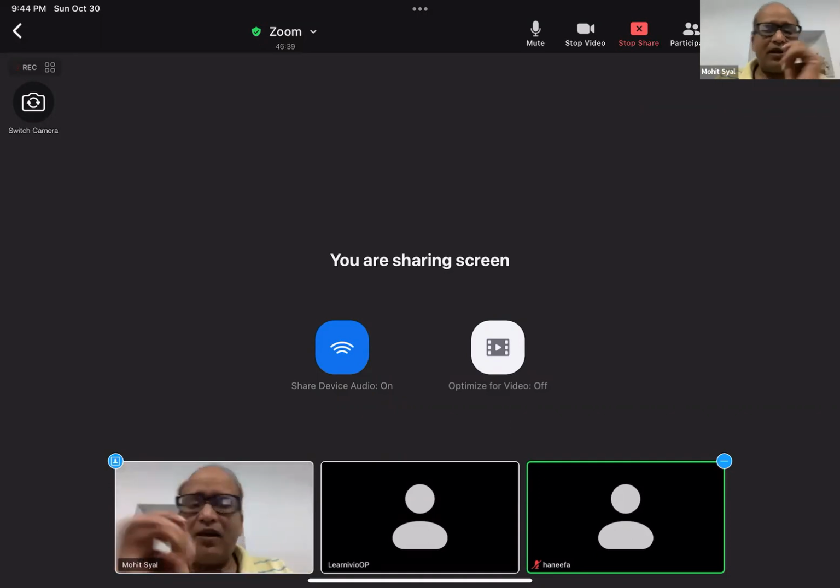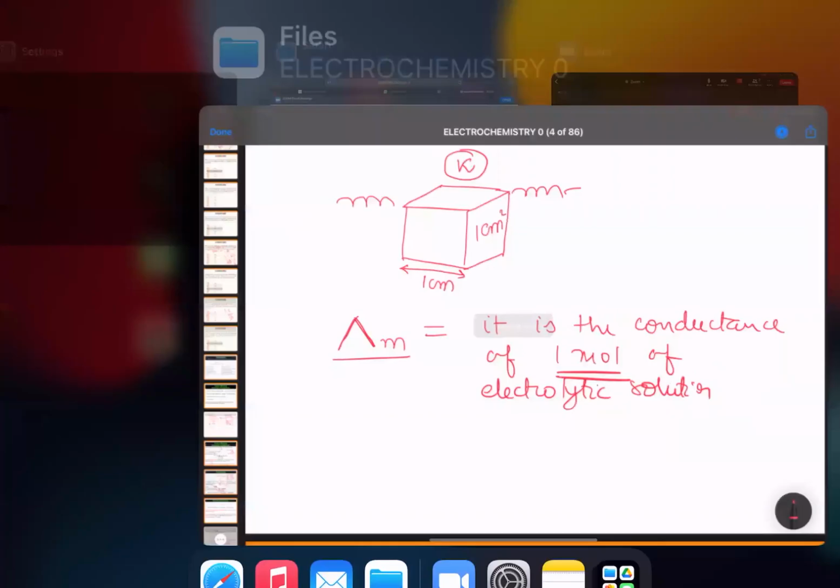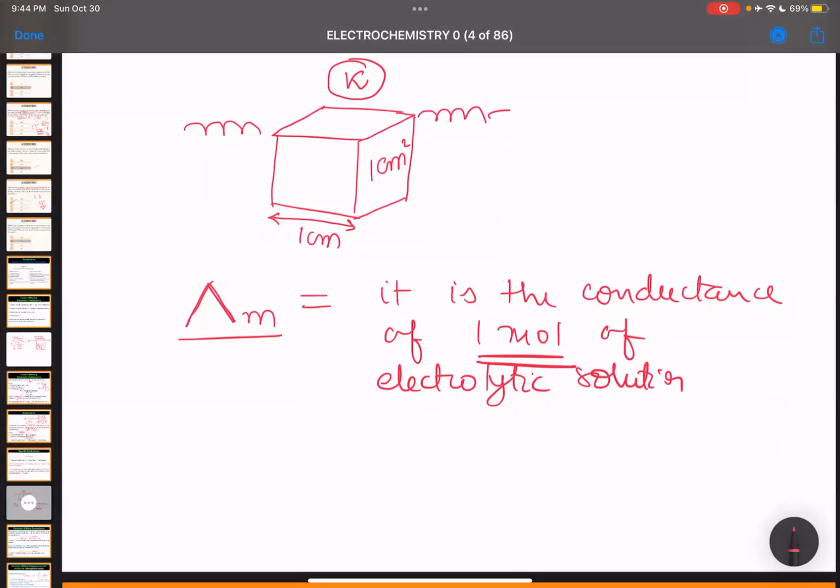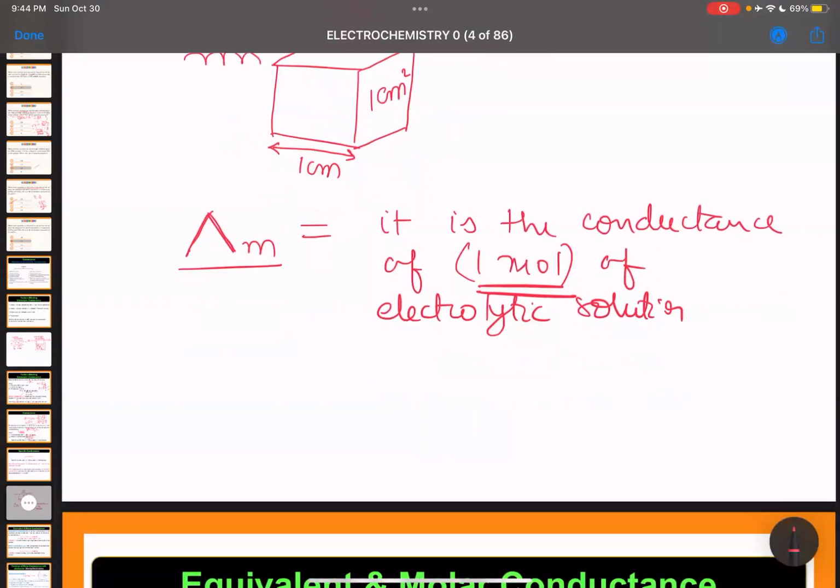But it does not depend upon volume. It is not telling us how much volume I should take. That is not mentioned; we need to estimate that volume on our own. They are telling us only the mole. The molar conductance is the total conductance due to 1 mole of electrolyte.